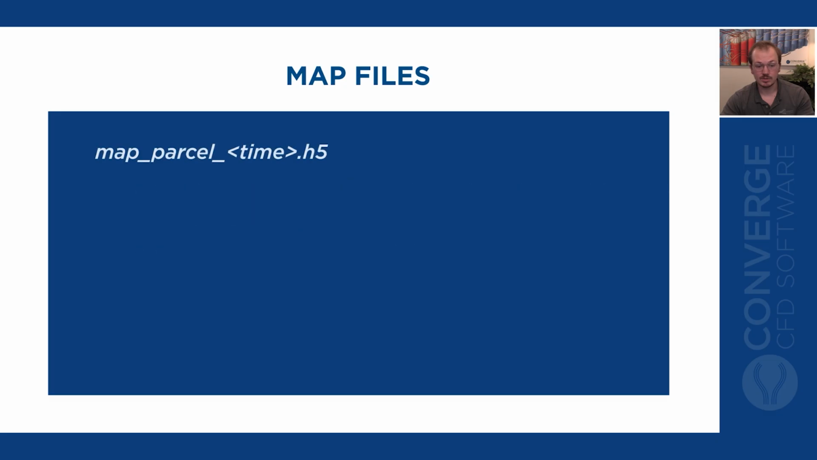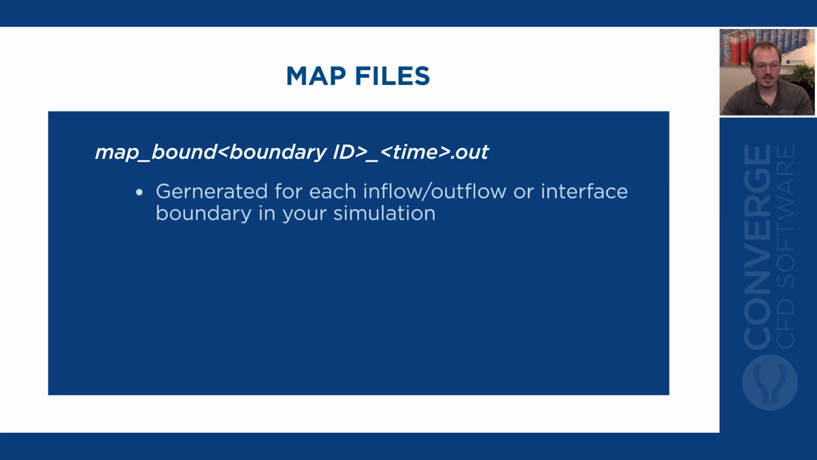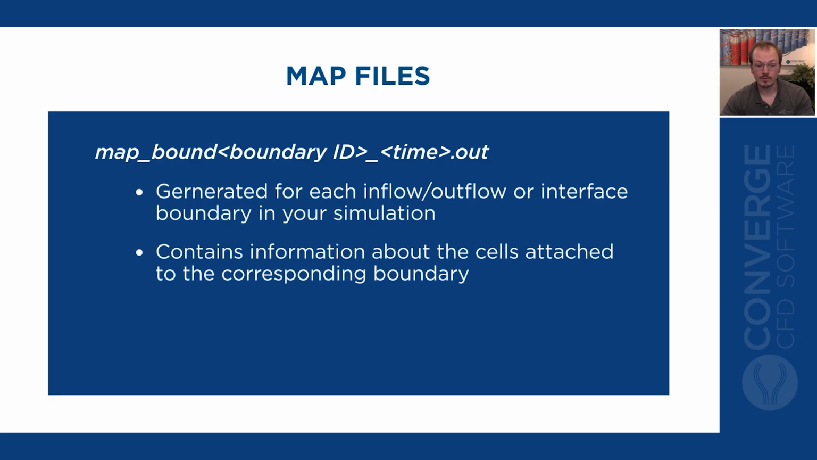And if your simulation is using parcels, then you will also see a map_parcel.h5 file, which includes mapping information for parcels. Lastly, if your simulation includes inflow, outflow, or flow-through interface boundaries, CONVERGE will also generate a map_bound.out file for each inflow, outflow, or interface boundary. These contain information about the cells attached to the corresponding boundary, used to specify boundary conditions for your next simulation.